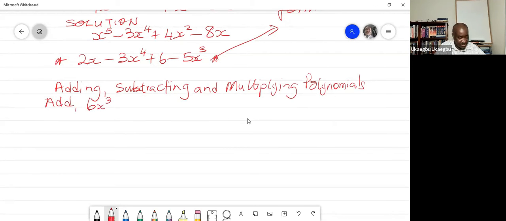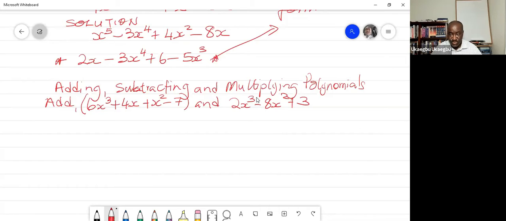Add 6x raised to power 3 plus 4x plus x raised to power 2 minus 7. This is one polynomial. Add, and the second one would be 2x raised to power 3 minus 8x raised to power 2 plus 3. So add these two polynomials. That's the goal. All right. So who has an idea? What do you think we should do? I'm going to call names now.